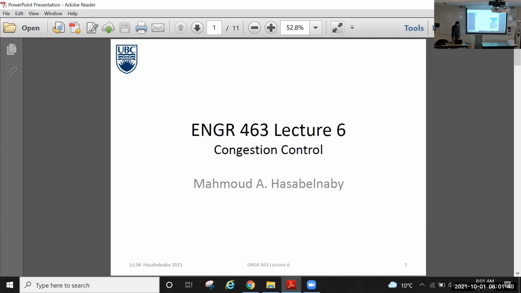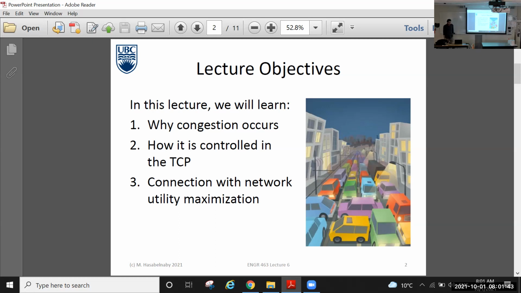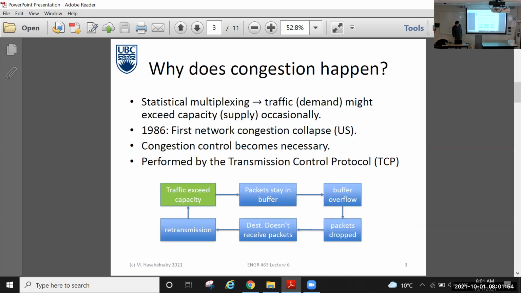So, in this lecture, we will learn why congestion occurs and how it is controlled in transmission control protocol. Actually, as we know, in statistical multiplexing, in circuit switching and packet switching, each user has a varying data rate. Sometimes you need low data rate, sometimes you need high data rate. So at some times the traffic demand might exceed the capacity of our communication network.